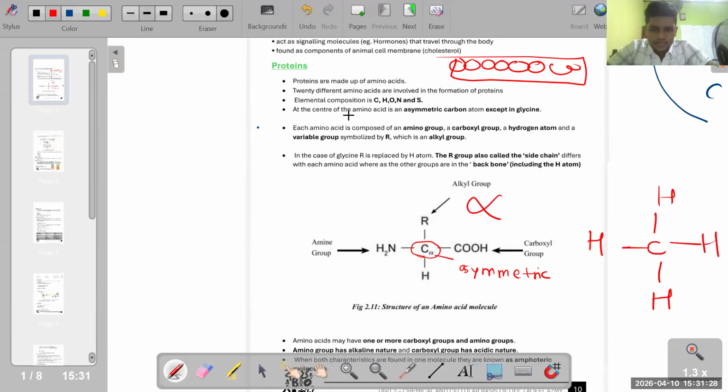Okay. But see, this part is okay. At the center of the amino acid is an asymmetric carbon. I explained what an asymmetric carbon is. Except in glycine. Now in glycine, what happens is they would have similar groups: instead of this alkyl group, they would contain a hydrogen atom. So if a hydrogen atom is present, are they identical or not? There are two hydrogens, right? Can you see? If this R is replaced with an H, is this carbon an asymmetric carbon?